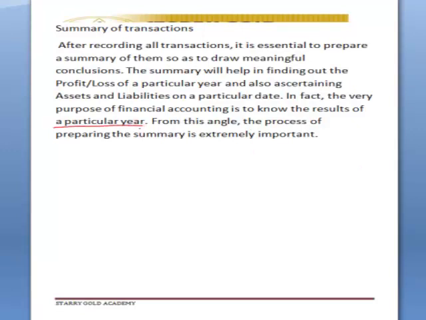So from this angle, the process of preparing the summary is extremely important. Because we must prepare a summary of records, that is why we must know what it takes to prepare a financial statement. Because every entity, I say it again, every entity requires a financial statement.